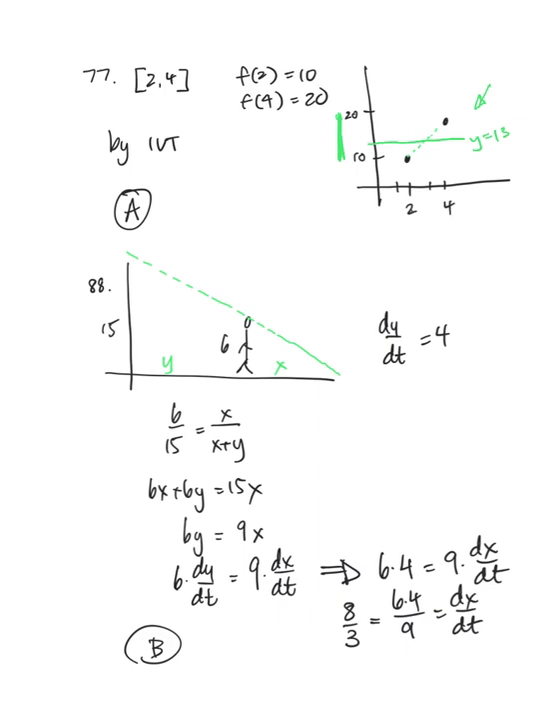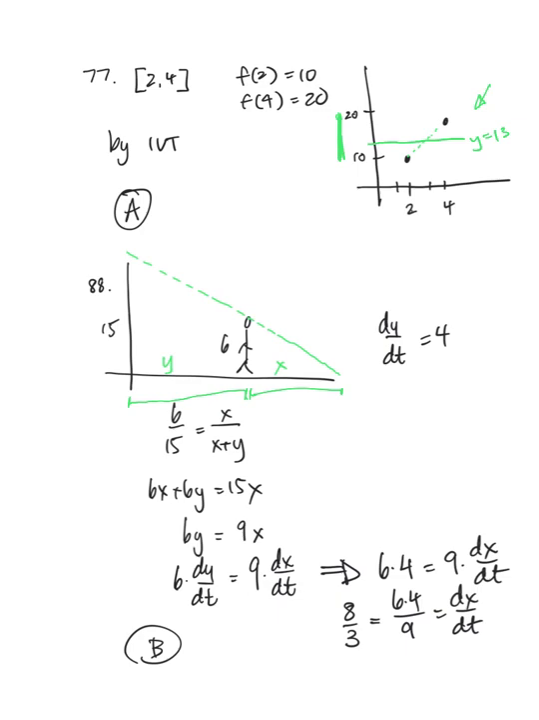It has a man walking away from a headlamp or a lamppost, and they know the man is 6 feet tall, the lamppost is 15. I'm going to let x be the distance from the man to the tip of the shadow, and y be the distance from the lamppost to the man. And so I set up a ratio of similar triangles. 6 over 15 is x over x plus y.